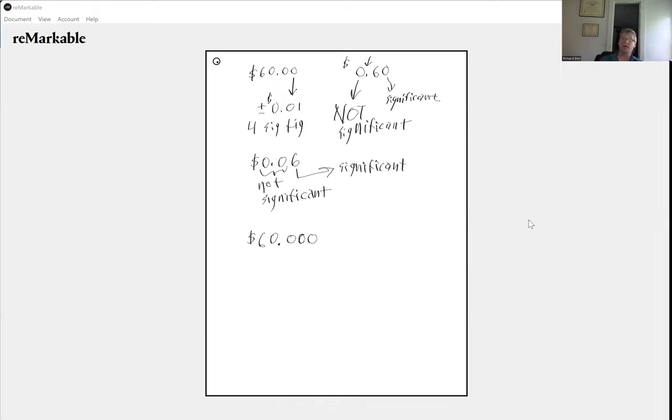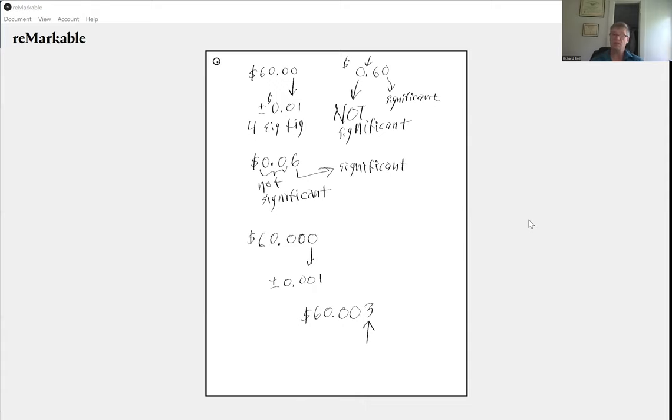Remember, we always assume plus or minus one in the last digit. So this implies plus or minus 1/10 of a cent. Does anybody's bank account have a fractional amount in it? No, that's not how banks work. So if I write 60.000, I am saying I have $60 to within 1/10 of a cent. Actually, I guess that's not really a lie. But the lie here is I'm saying that I have it to within more digits than I actually know. It is not possible to have 3/10 of a cent in a bank account.